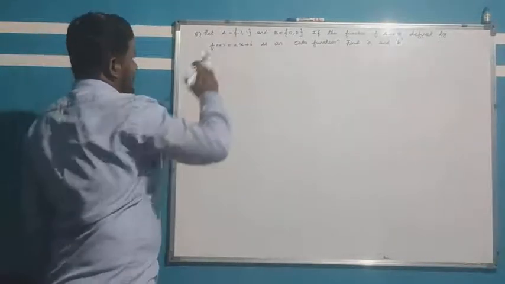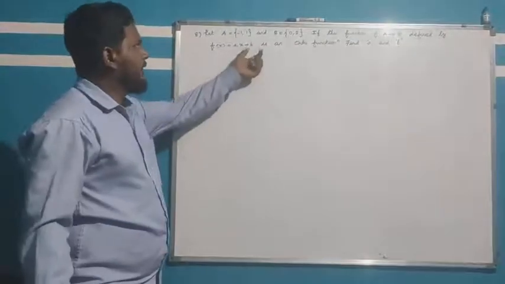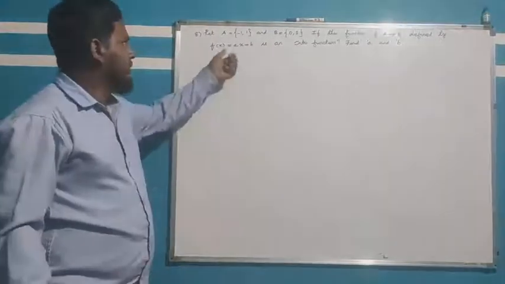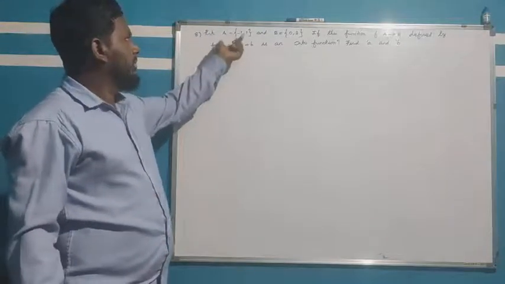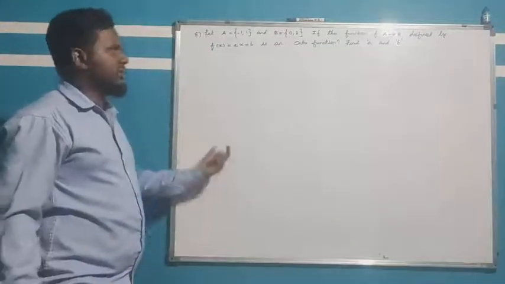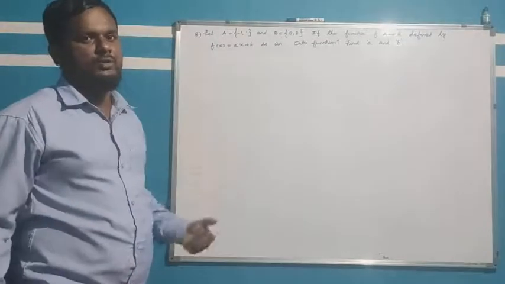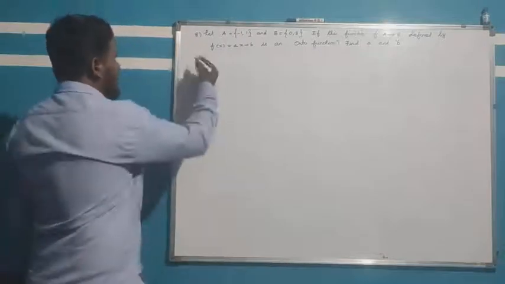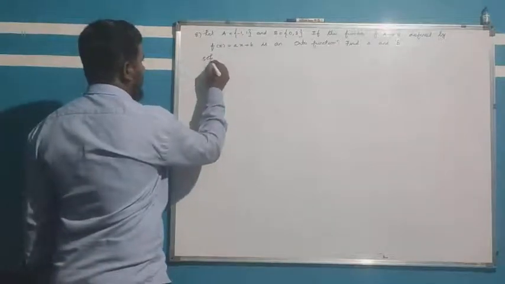Here f(x) is normally not there, so here only one variable is used. So you have to find what is the domain, what is the codomain, and what is the function also. Now we can find the solution.